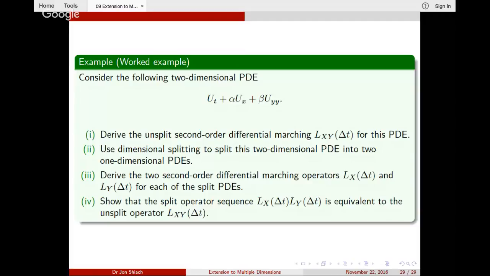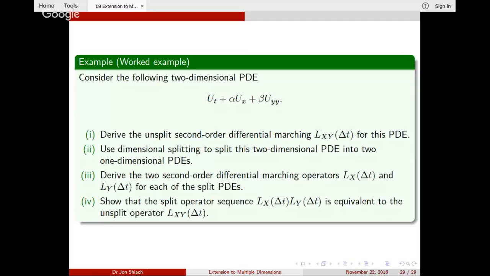Okay, so there's our 2D one. That's 2D. That's 2 lots of 1D. So rather than solving a 2D problem, why not solve 2 1D problems? It's easier. Okay, so that's part 2 done.